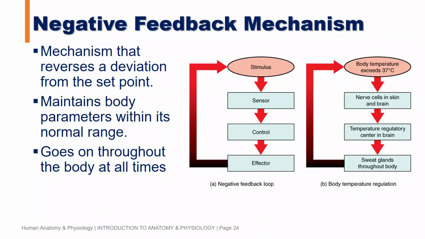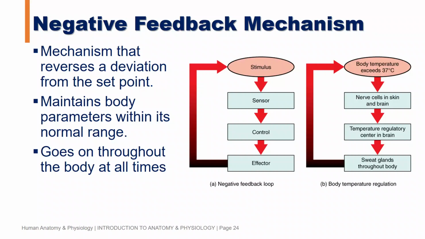And then down here we have our negative feedback mechanism. It's a mechanism that reverses a deviation from the set point, and it maintains body parameters within its normal range, and it goes on throughout the body at all times. Now let's look at the negative feedback loop. We start with the stimulus, and then the stimulus will give a signal to the sensor, and then from the sensor it will move to the control center and then to the effector. And it goes into a loop. From the effector, it will send the signal again to the stimulus, and it goes on and on.